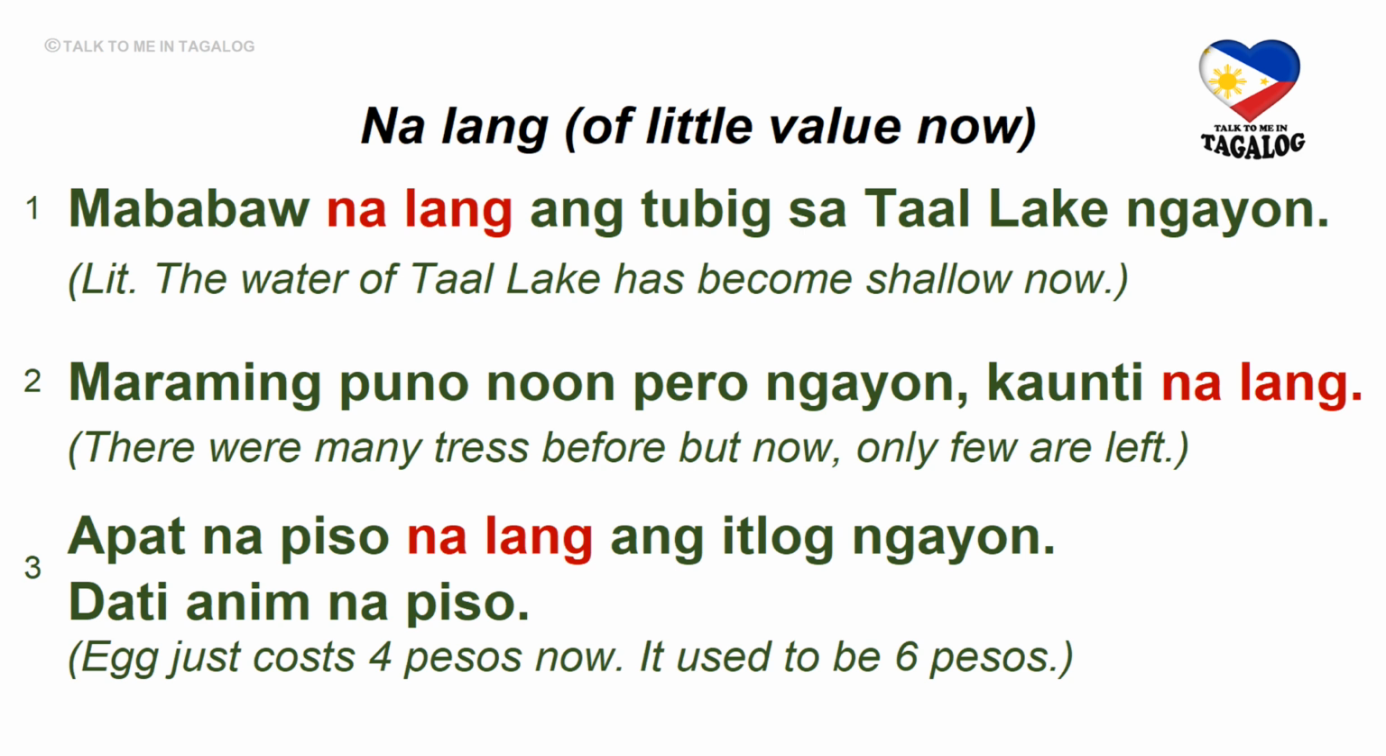4 na piso na lang ang itlog ngayon. Dati, 6 na piso. So by using the phrase na lang, this sentence demonstrates how the price of the egg went down from 6 to 4 pesos. We have a video about the particle na, where lang is also discussed. The link is in the description, please check it out.